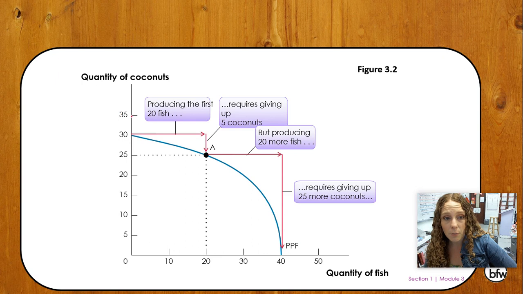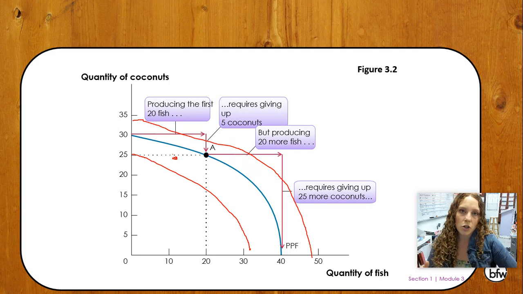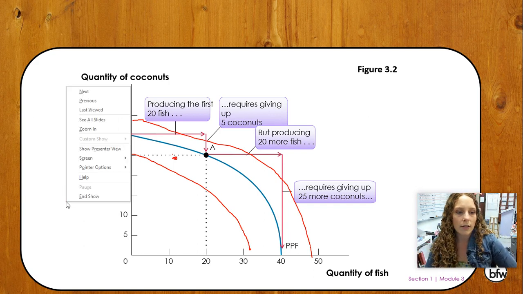A shift of the PPC means that it actually moves. It relocates either here, or gets smaller. Even if I was producing in one of these spots right here, I'm inefficient, but the PPC itself did not shift. The PPC itself is in the same place, even if I'm inefficient. We need to talk about what would actually shift it, not cause movement along it, but shift it, either bow it out even further or cause it to shrink in. So that's what I want to talk about next.